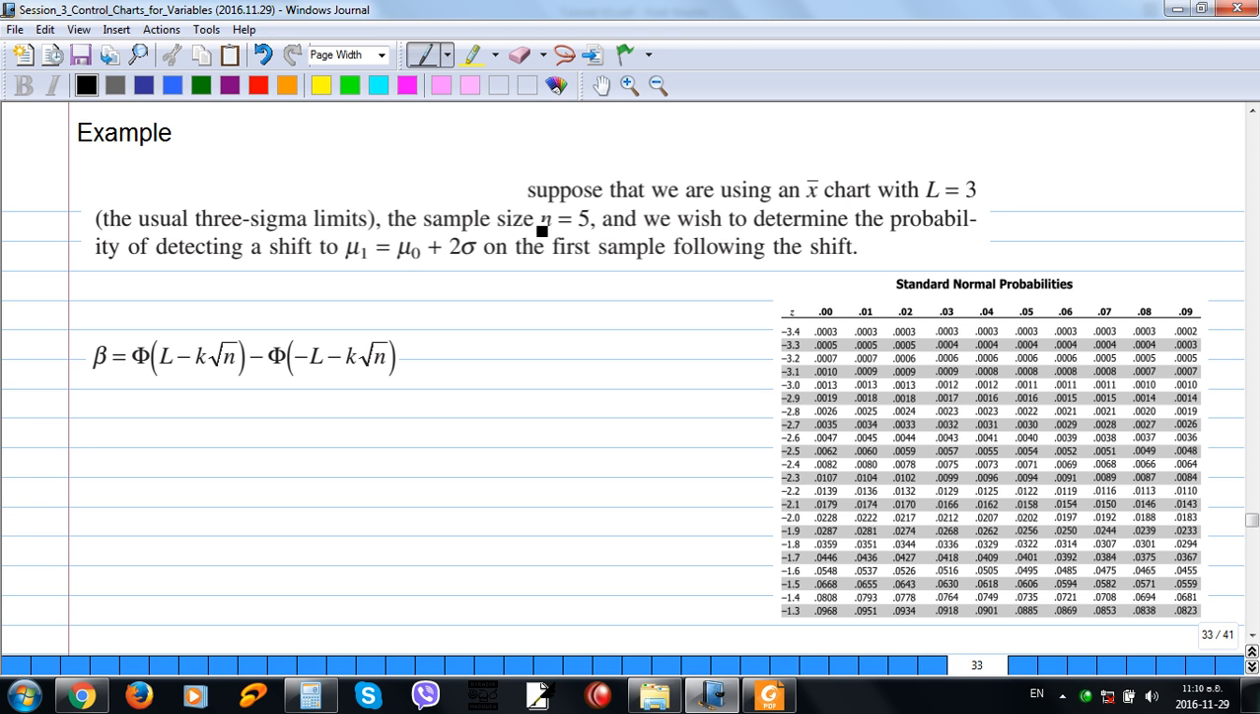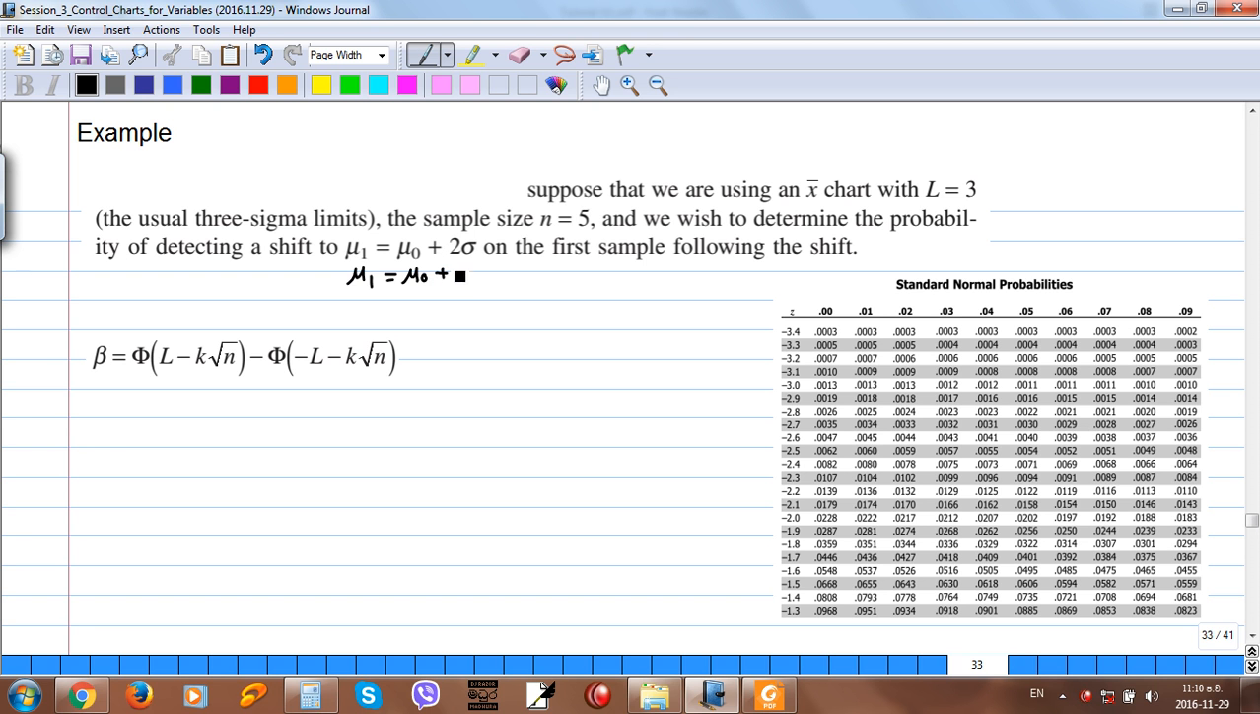of the shift from mu naught to mu1 equals mu naught plus 2 sigma. That's a shifted mean. It means mu1 equals mu naught plus k sigma. Here k equals 2. You need to determine the k. This is the shifted mean equation, so the general equation is mu naught plus k sigma. Then here k equals 2.